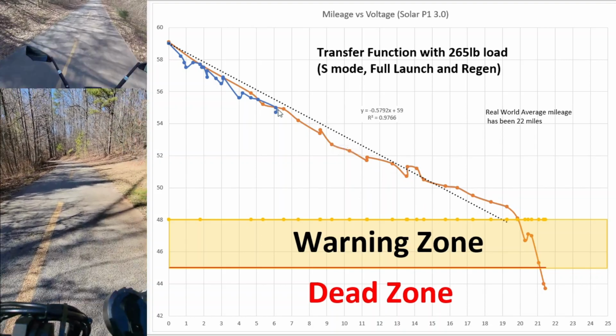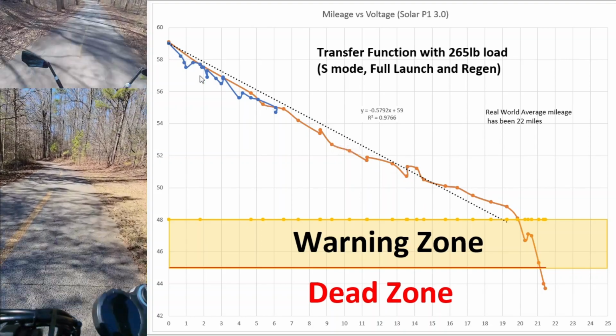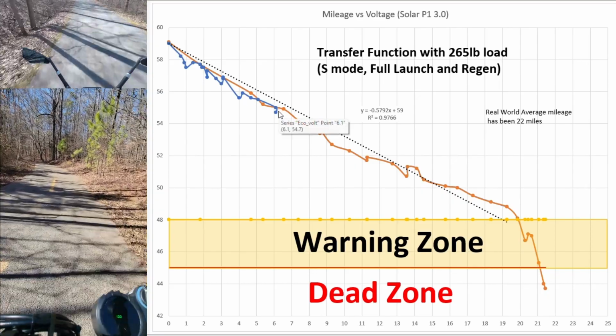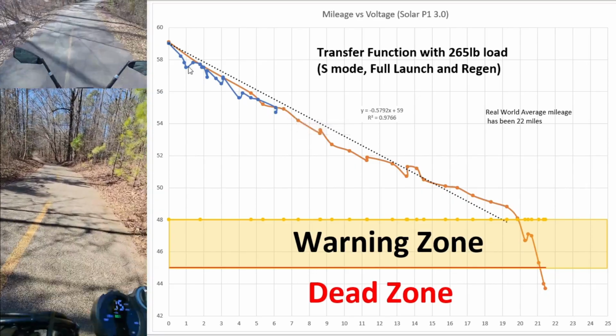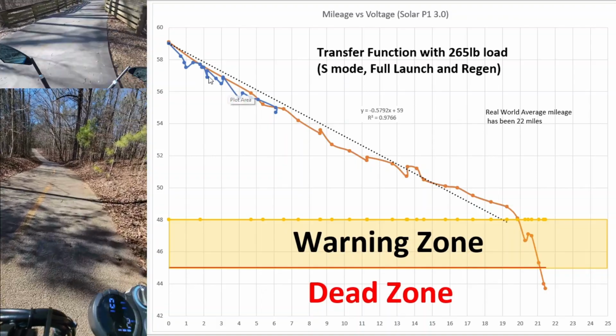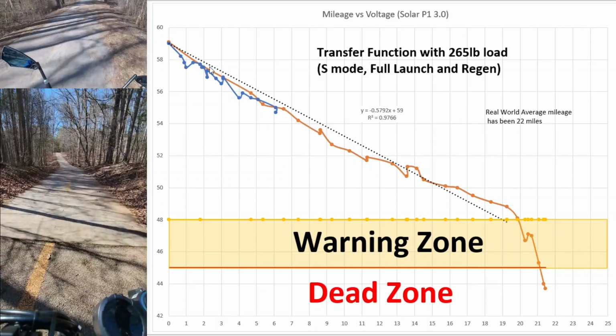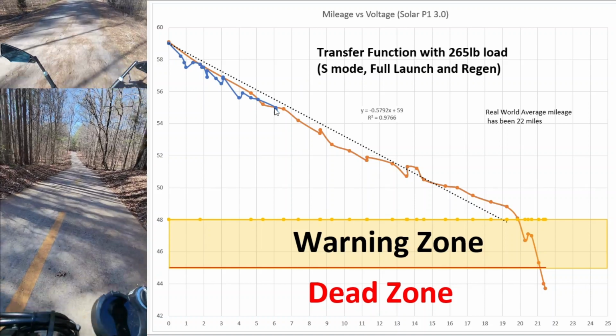Okay. Now the blue line here, I took some data, but this time I was in eco mode, which is what I would normally ride in. And, similar sort of terrain, and same load conditions. So there's really not any significant difference.